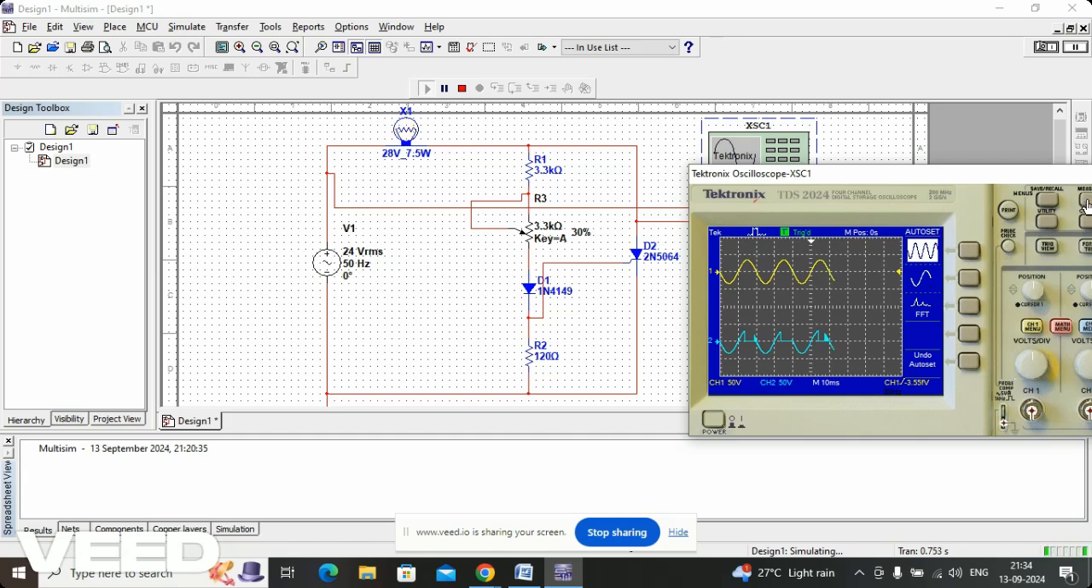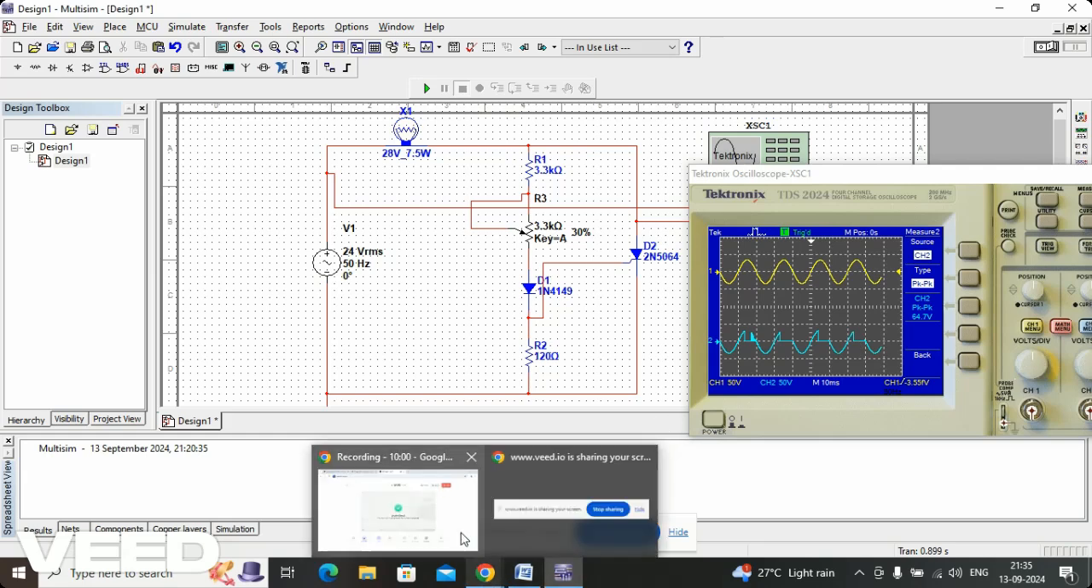And here you can also measure channel 2. Channel 2 also you can measure the frequency, the mean, the peak to peak, whatever it is, you can measure for channel 1 as well as channel 2. And you can stop the simulation. So that's all about R and RC firing.